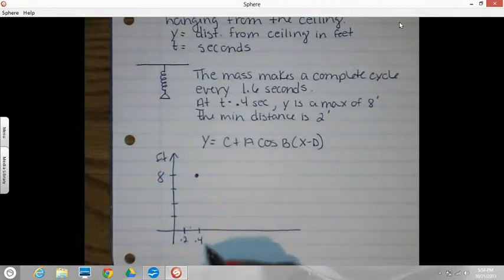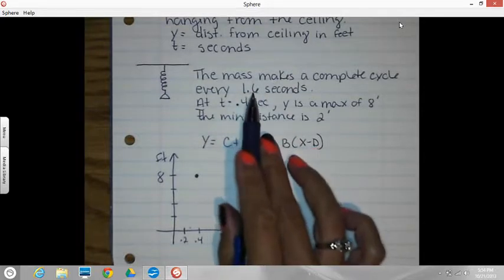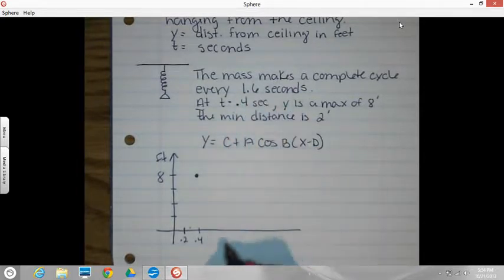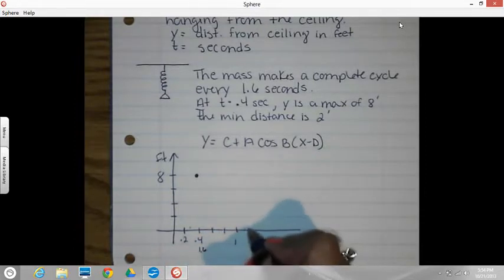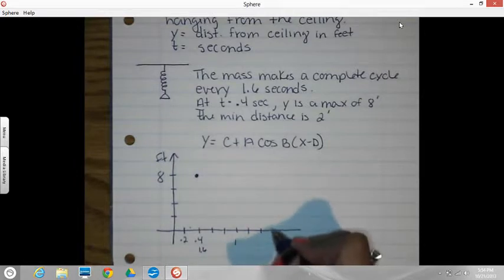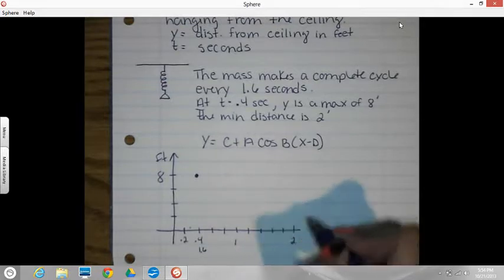Okay, and if I think about this, it tells me that it makes a complete cycle every 1.6 seconds. So that means it's going to finish 1.6 seconds after this. So where's that going to put me? If I add 1.6 to that, it's going to finish at 2 seconds. So 0.2, 0.6, 0.8, 1, 1.2, 1.4, 1.6, 1.8, and 2 seconds. So it's going to finish over here again.